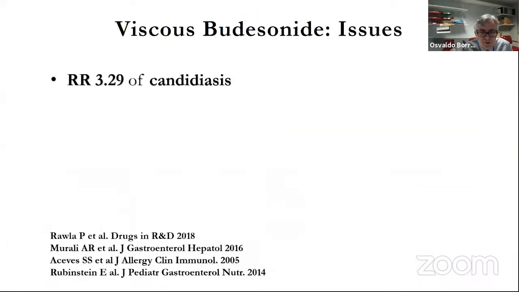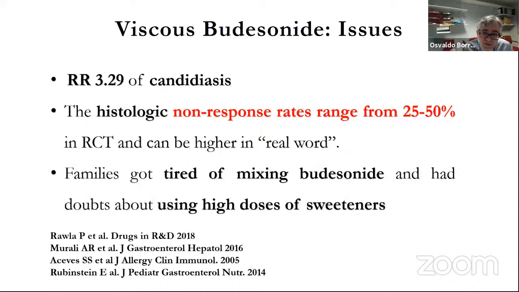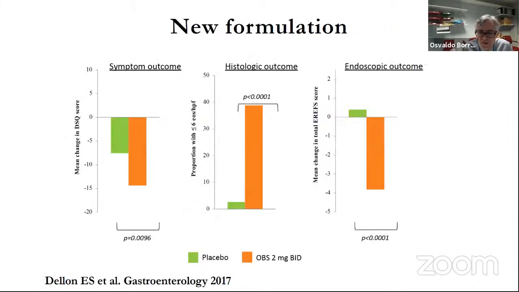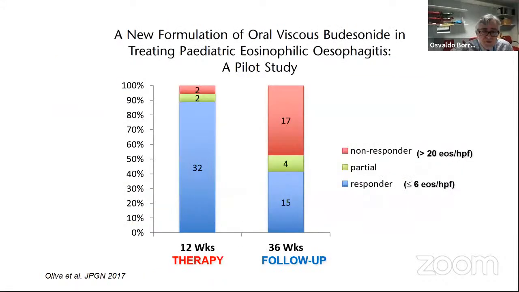And there is also the main issue, essentially the risk of candidiasis, which can happen quite often, its relative risk is 3.9. 25% of children do not respond to budesonide. There are new formulations that are able to essentially improve the compliance, and maybe at the moment they are only approved in children.